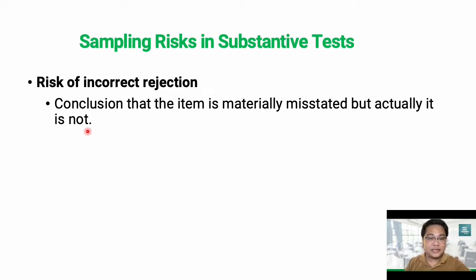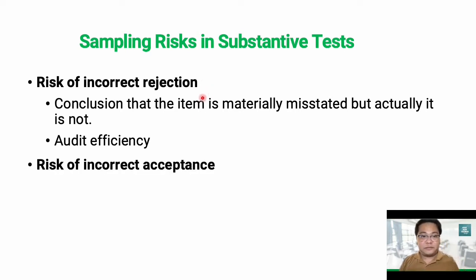In this case, it will affect audit efficiency, because in trying to prove that the item is misstated, you will have to test more items. You reject the acceptability of the item. That is why you need to test more. But at the end of the day, you will find out that the item is not misstated. Based on the more items that you have tested, you cannot find additional misstatements anymore. That's why it's called incorrect rejection.